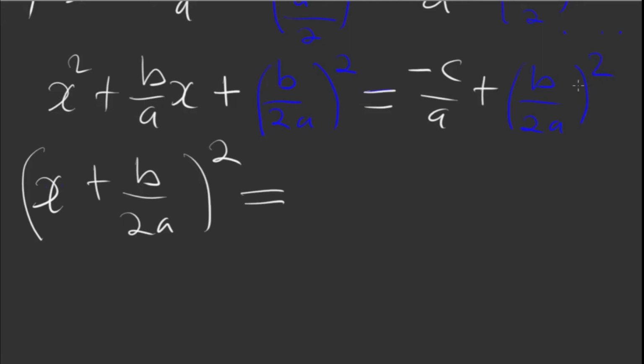So here now, you can first distribute this square inside. So let's just use one color again. So it will be b squared, because 2 squared for a squared is a.